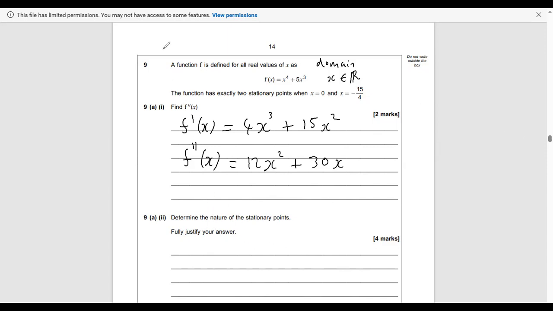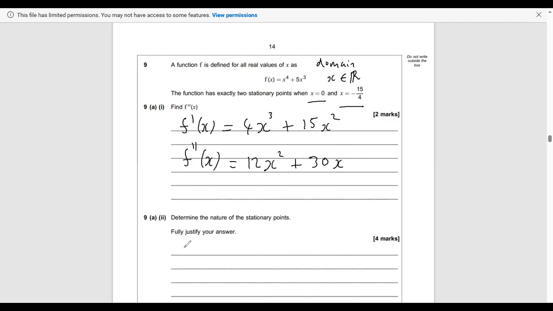The next part of the question is to determine the nature of the stationary points. What we want to do now is plug x equals 0 and x equals minus 15 over 4 into our second derivative and see what we get. The key thing to remember is that we've got three possibilities: it could be a maximum point, a minimum point, or a point of inflection. We plug our two values of x into the second derivative to determine whether we've got a local maximum, a local minimum, or a point of inflection.